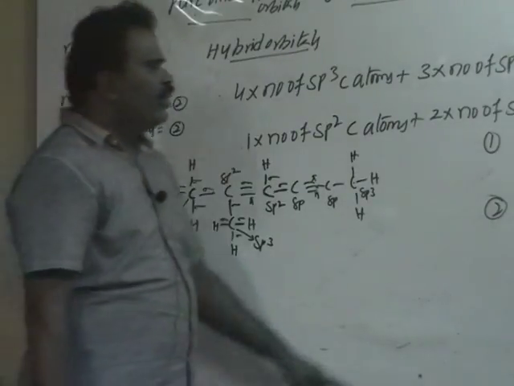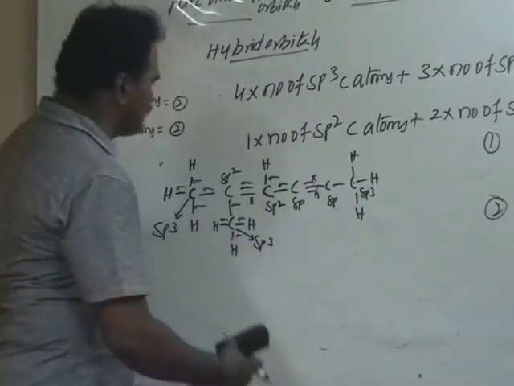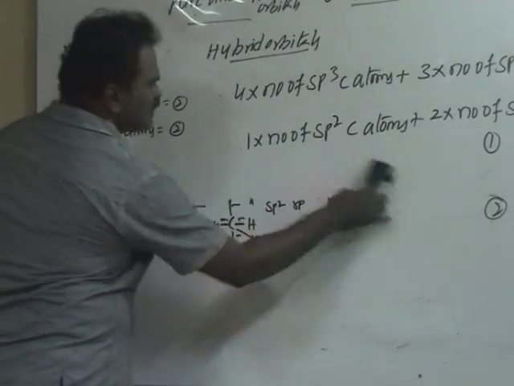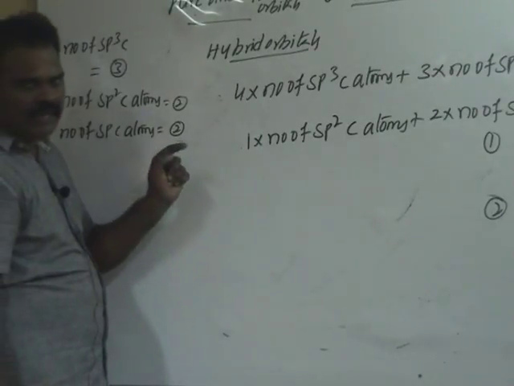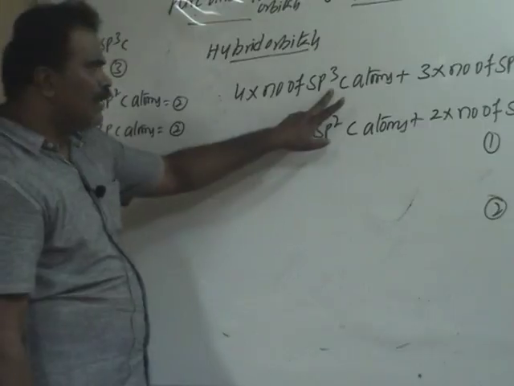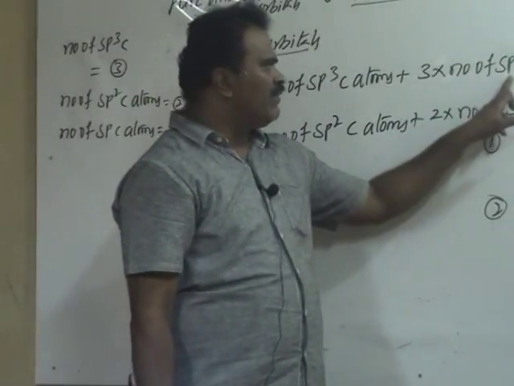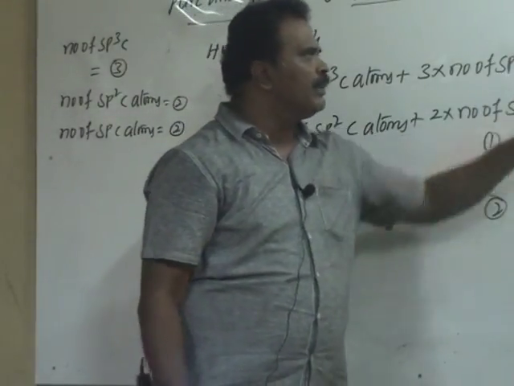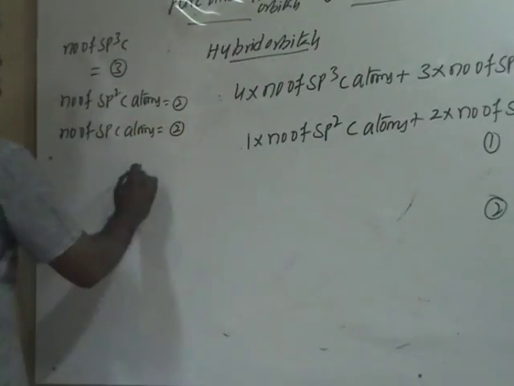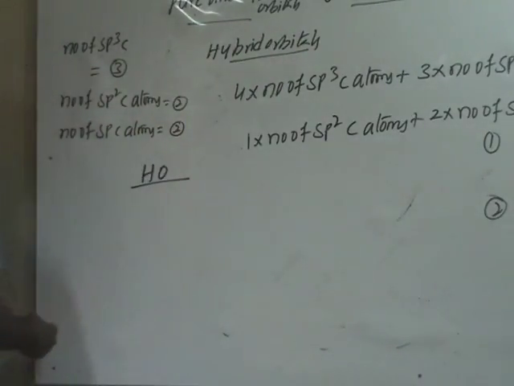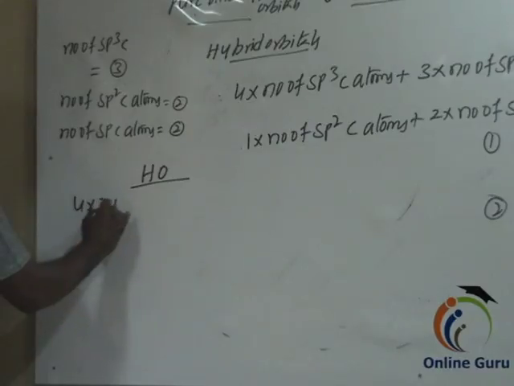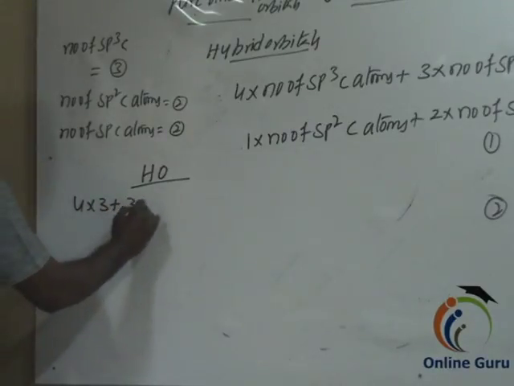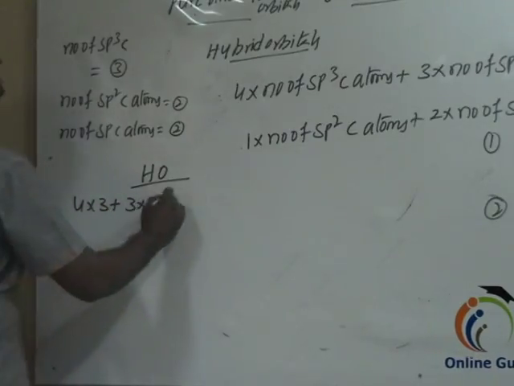Question number 2, find out the ratio of pure and hybrid orbitals. The total number of hybrid orbitals is equal to 4 into number of sp3 carbon atoms plus 3 into number of sp2 carbon atoms plus 2 into number of sp carbon atoms. HO is nothing but hybrid orbitals. So total number is 4 into 3 plus 3 into 2 plus 2 into 2.